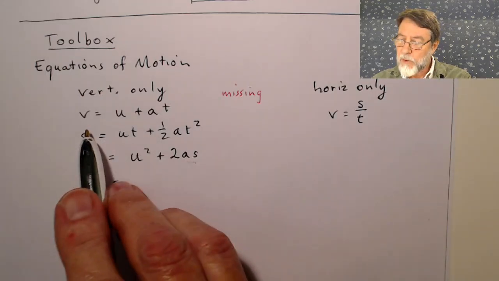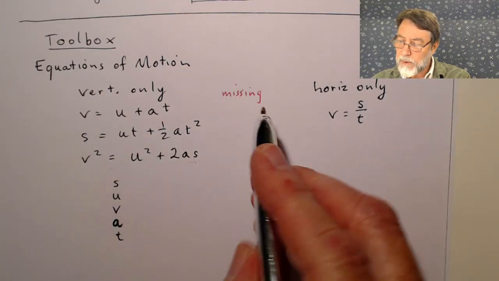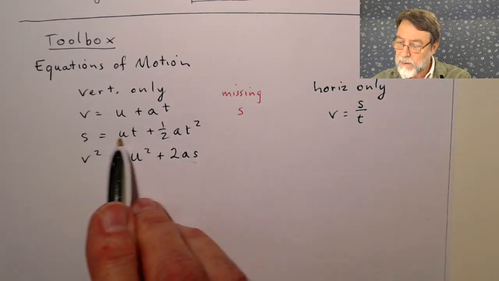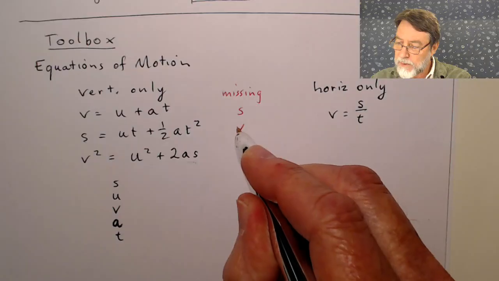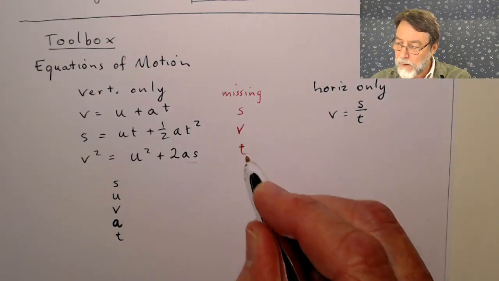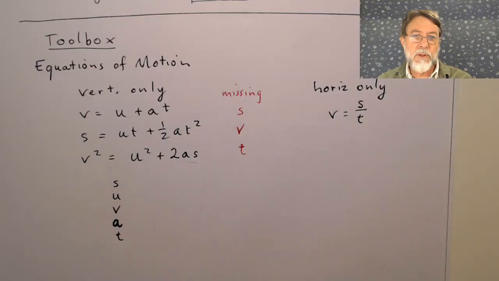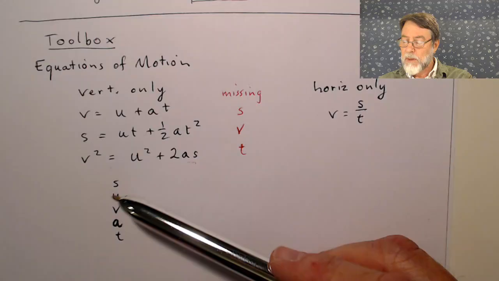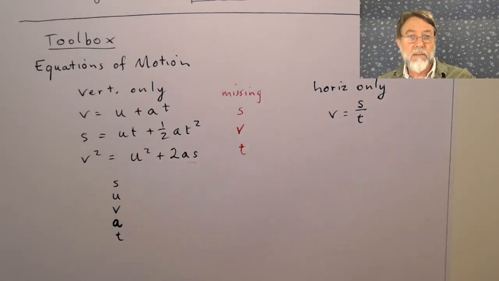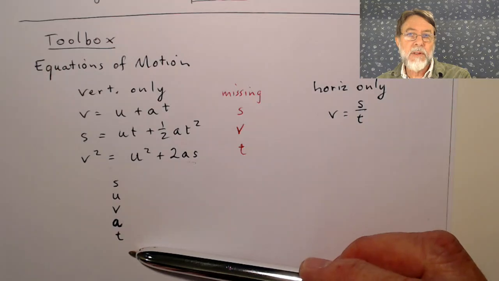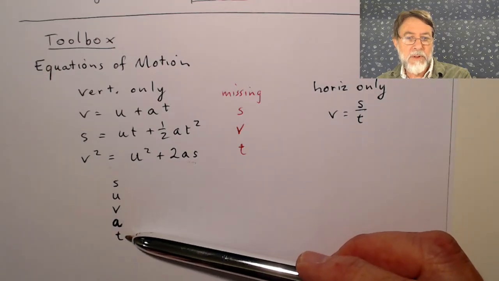So let's classify them according to what's missing. This one, there's no displacement in the first one. This one here, there's no final velocity. This one, there's no time. So this can help you choose which equation you need, because in any question you would typically be given 3 of the 5 and be asked to find one of the missing ones.